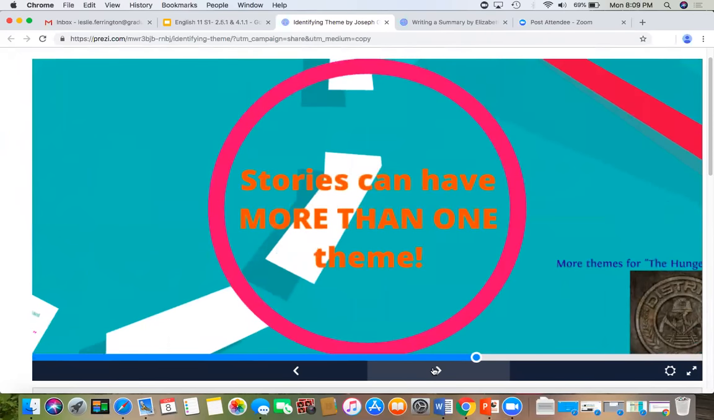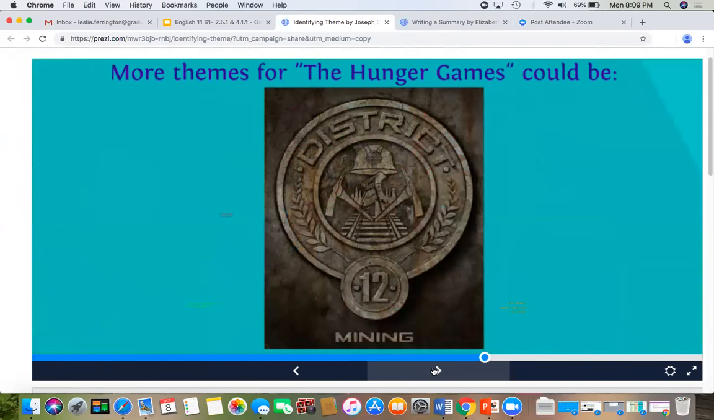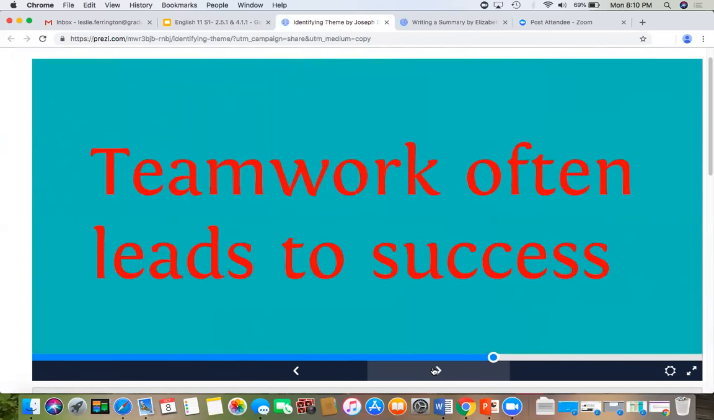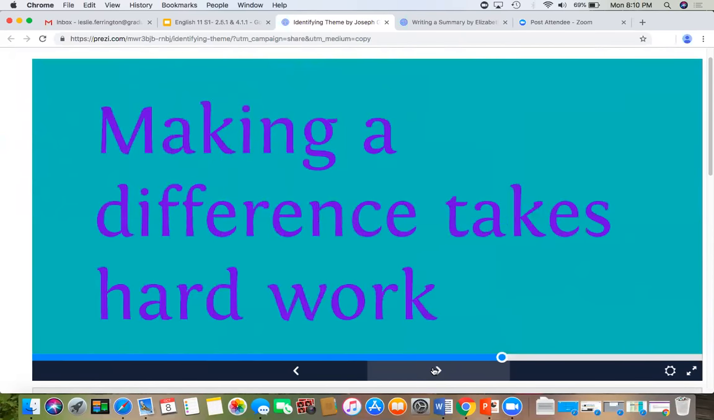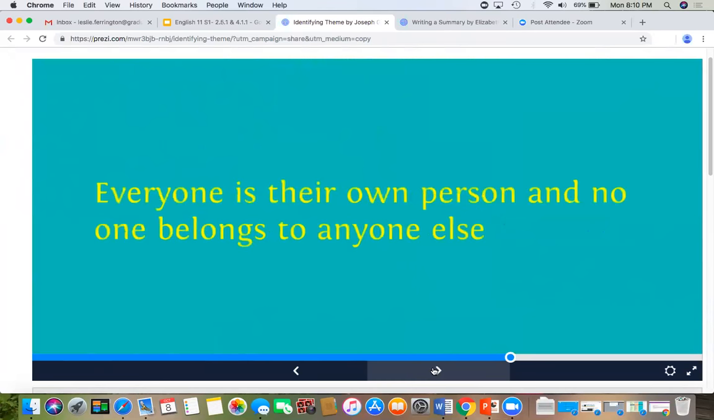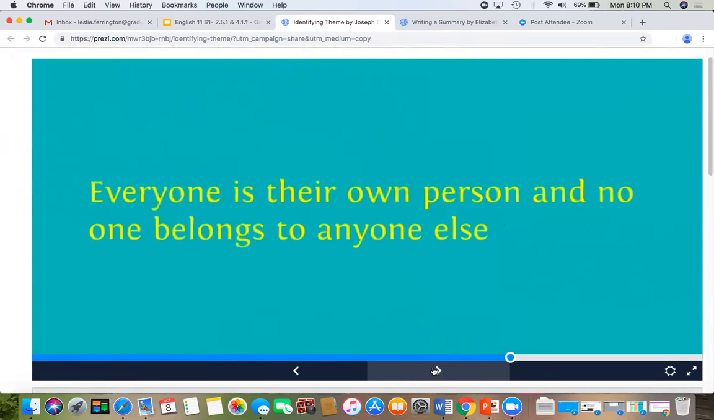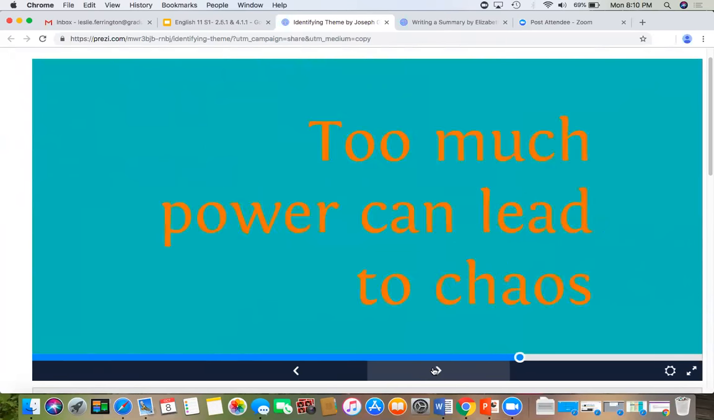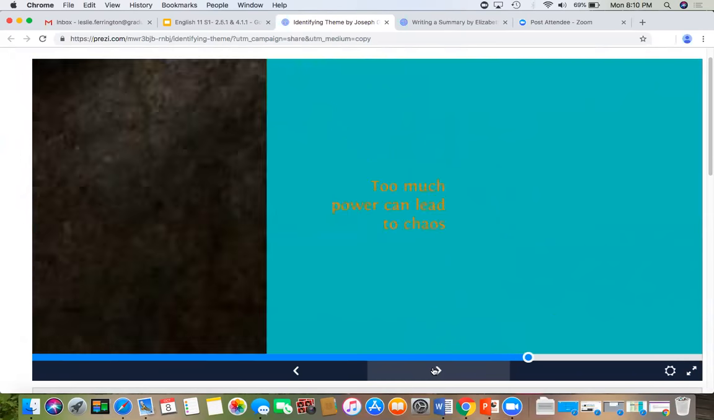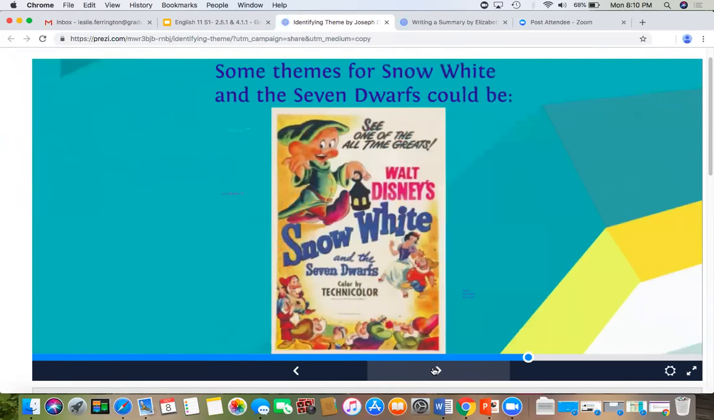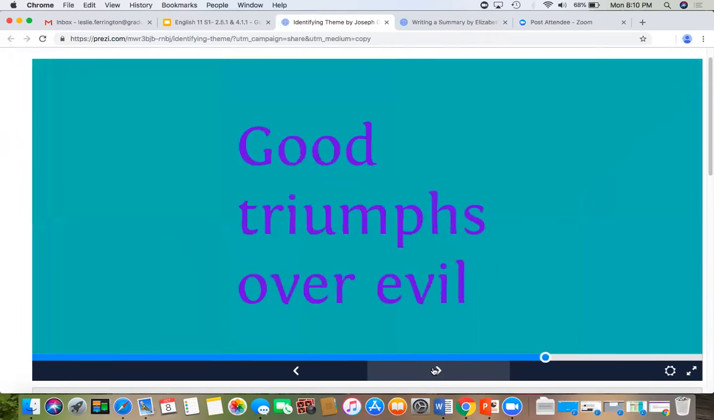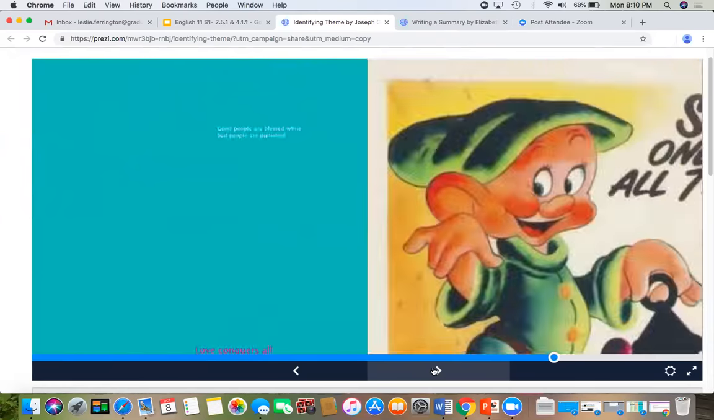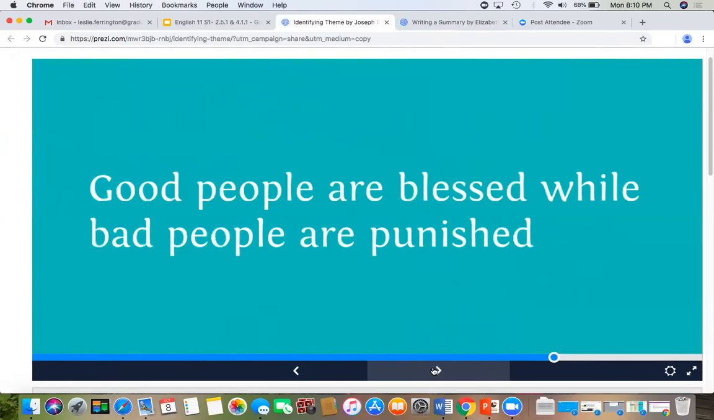Stories can have more than one theme, and a lot of times you see that they do. So there are lots of themes you could use for the Hunger Games. They could be teamwork often leads to success, making a difference takes hard work, everyone is their own person and no one belongs to anyone else, too much power can lead to chaos. Some themes for Snow White and the Seven Dwarfs could be love conquers all, good triumphs over evil, good people are blessed while bad people are punished.